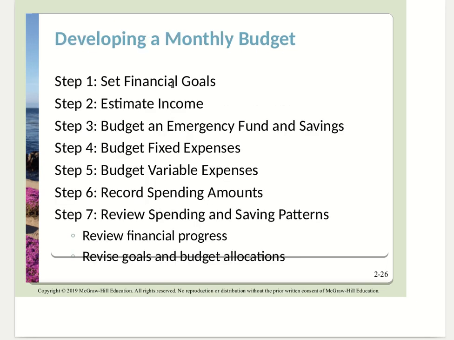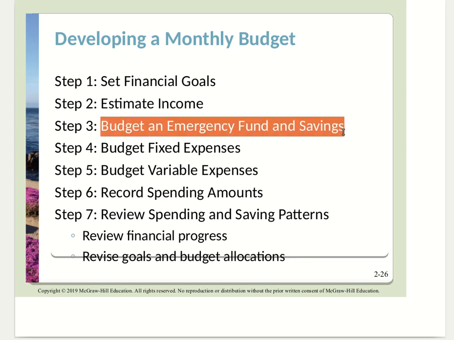What you do is you set your goals first and then estimate how much income you're going to have. A lot of folks, if they're working a regular job, know what their income is going to be each month. For some folks who may be self-employed, it's going to vary, and so budgeting is a little bit tougher.